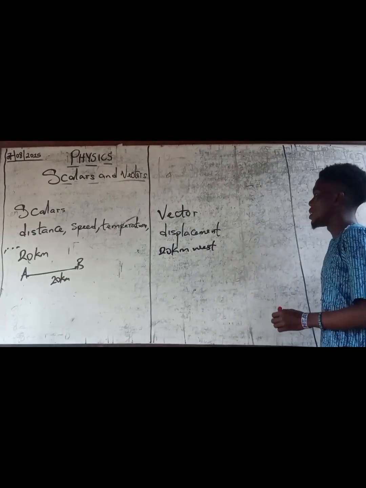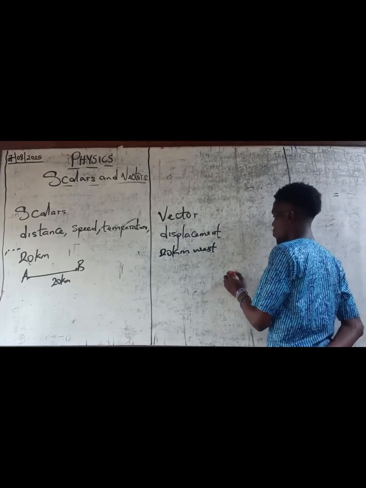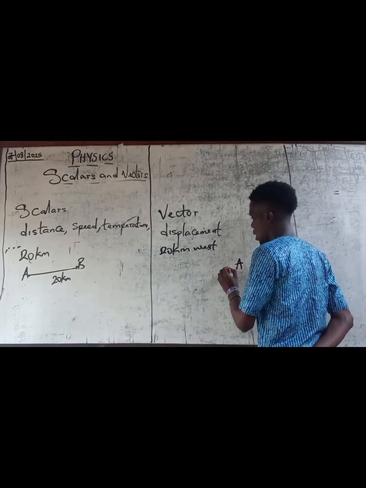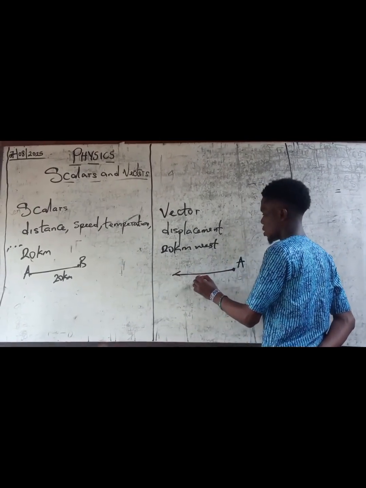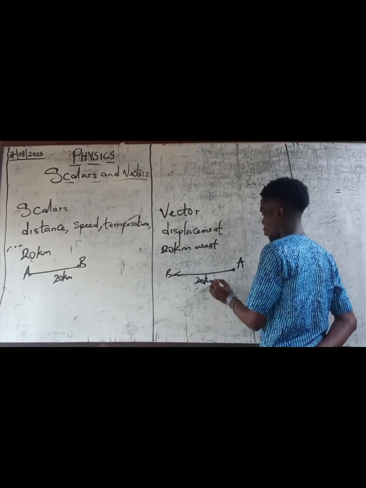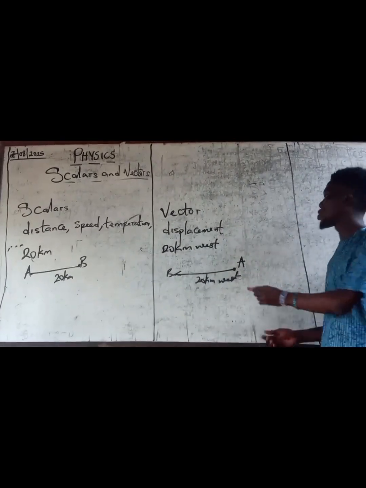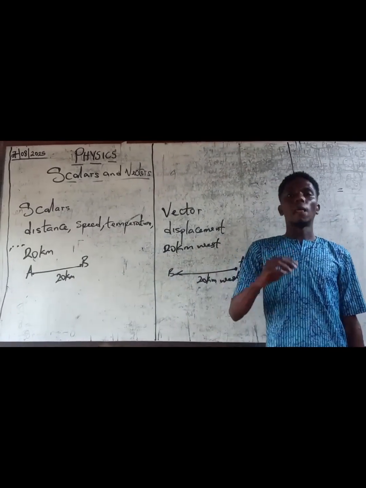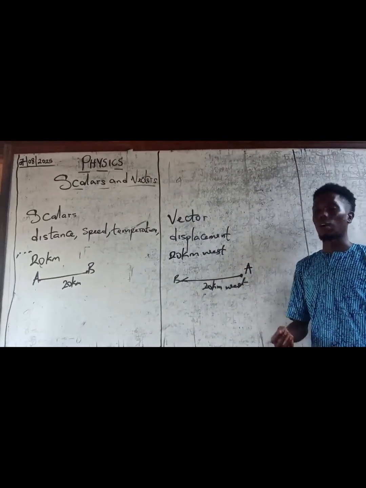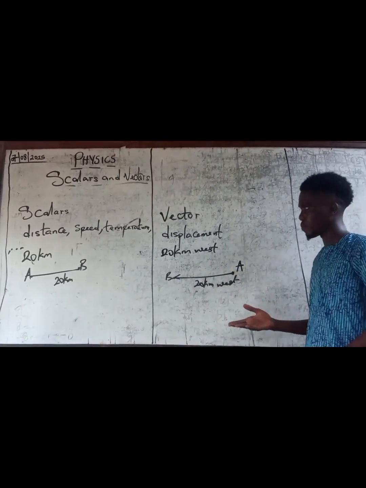If you want to represent this on a diagram, this is what you are going to have. Assume the boy starts from A and moves here 20 kilometers west. Let's call this B. So this is displacement. Why? Because direction is specified. One of the ways we specify direction in physics is by using the cardinal points. Direction is specified, therefore this is displacement.